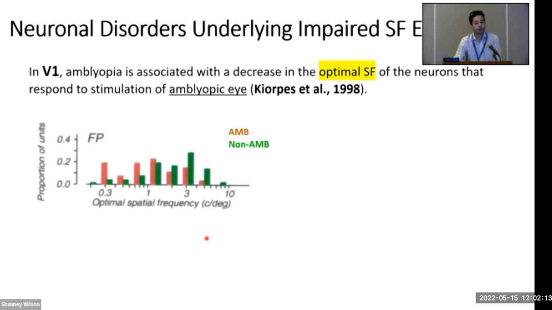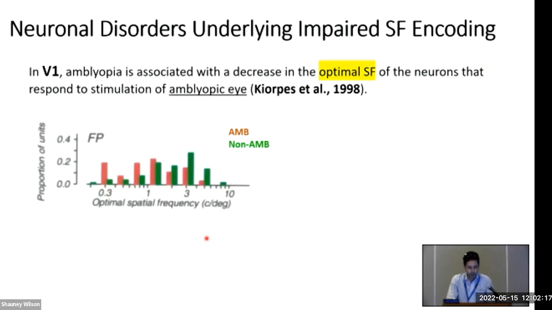Our knowledge of the neural disorders underlying this impairment, especially for spatial frequency encoding, let's be honest, is relatively limited. Most of that knowledge actually comes from studies in non-human primates rather than directly in humans. For example, in a study by Skoczenski et al. in 1998, they showed that neurons in area V1 that respond to stimulation of the amblyopic eye had a lower optimal spatial frequency compared to neurons that responded to stimulation of the non-amblyopic eye.